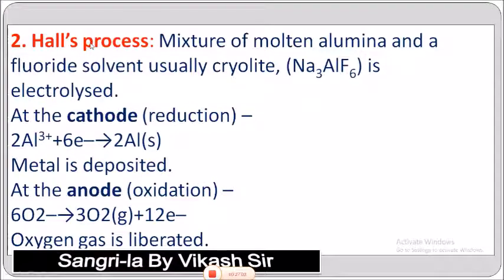Second is Hall's process. The mixture of molten alumina and fluoride solvent, usually cryolite Na3AlF6, is electrolyzed, and we get aluminum at the cathode after the reduction process. Okay, and at the anode we get oxygen gas liberated.